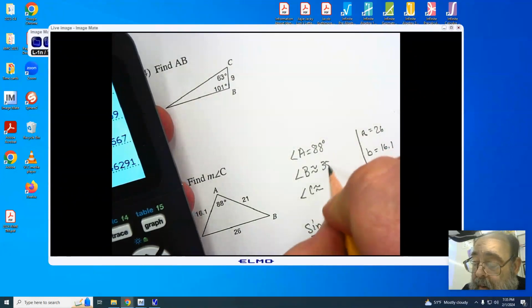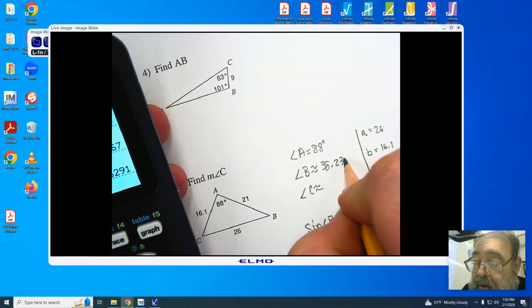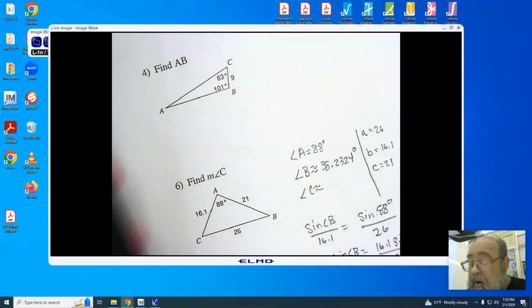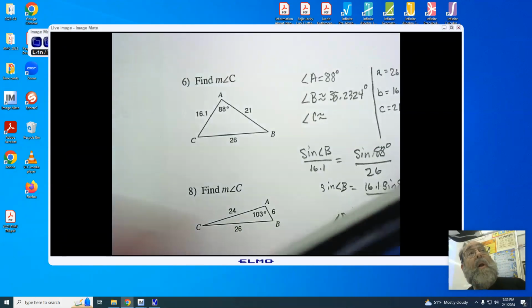So I'm going to write this down as 38.2324 degrees truncated. Now I'm going to want to figure out what is the next angle.